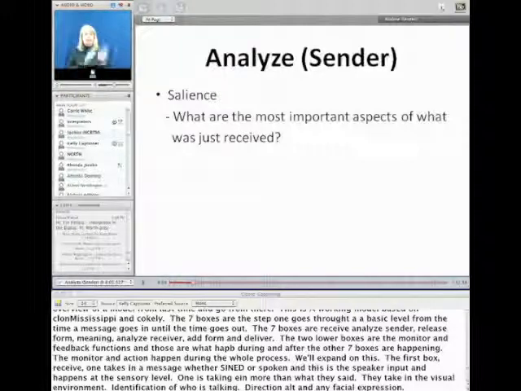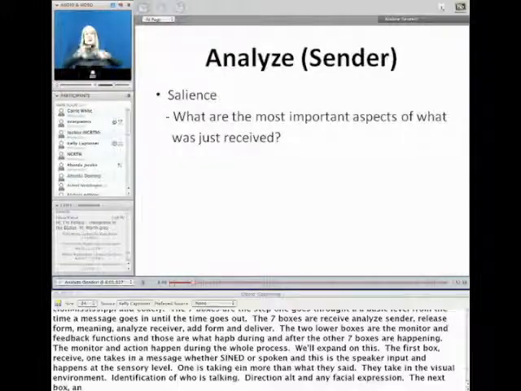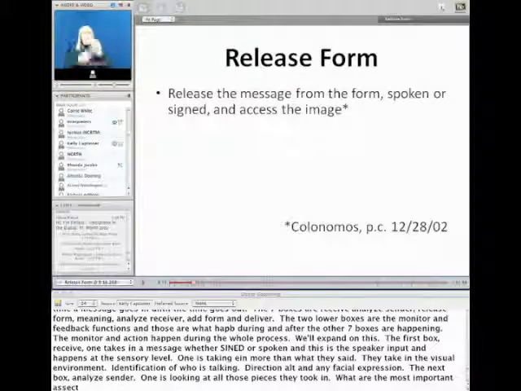In the next box, analyze sender, one is looking at all those pieces that one just took in and determining the salience. So what are the most important aspects of what was just received? And then in the third box, release form, this is taken from Kalonimus, and this is where one releases the message from the form, whether spoken or signed, and accesses the image.